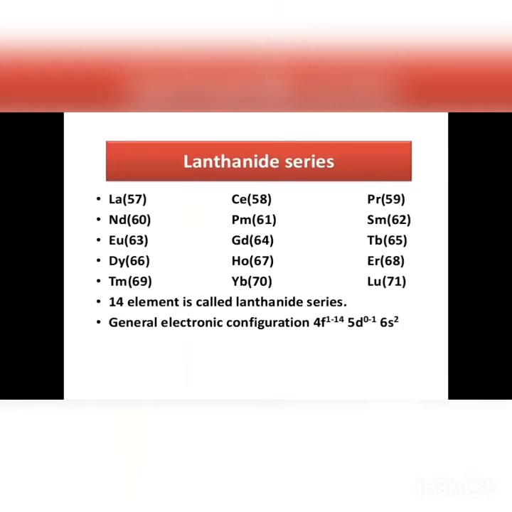Now, if you look at the lanthanide series, the first member is lanthanum and the last member is lutetium. Here it is written 14 elements, but actually there are 15 elements. If you look at lanthanum to lutetium, there are 15 members. The general electronic configuration of these elements is 4f 1 to 14, 5d 0 to 1, and 6s2.